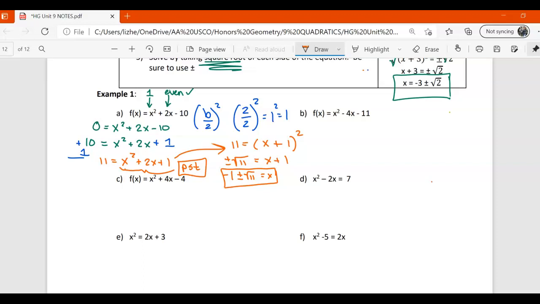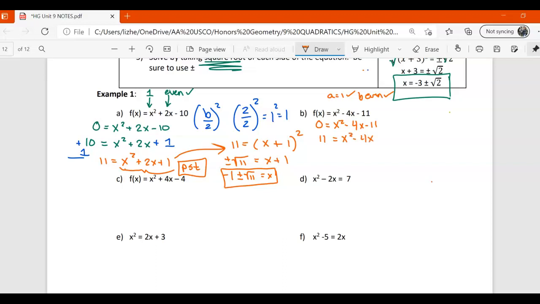So again, make sure you're in standard form. Make sure A is 1, check. Make sure B is even. Yep, because B is a 4. So therefore, I'm going to put a 0 in here. And now I'm going to move my constant to the other side, so I add 11 to both sides.